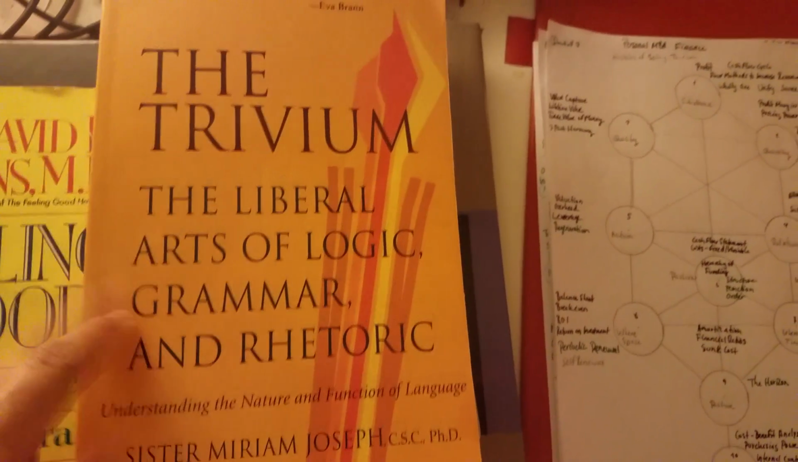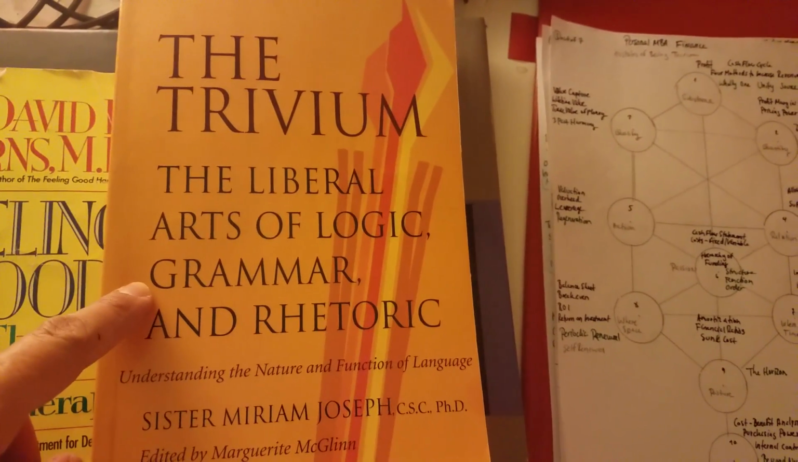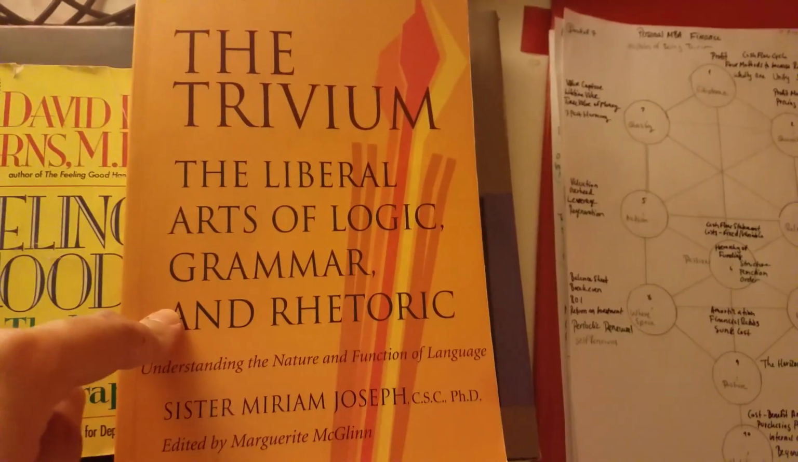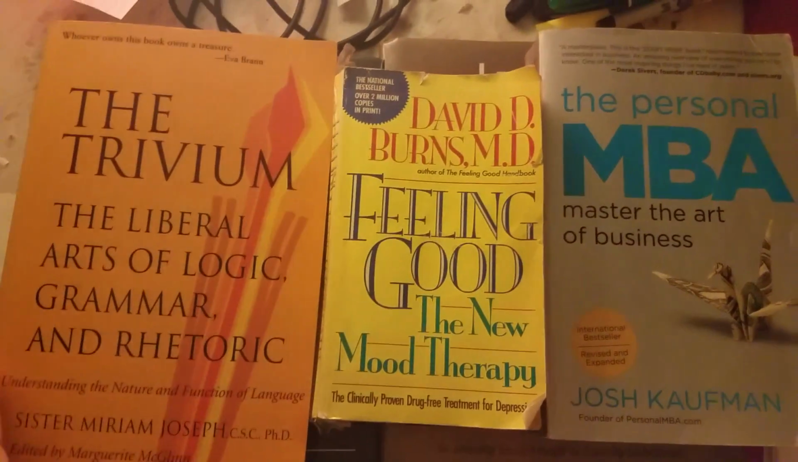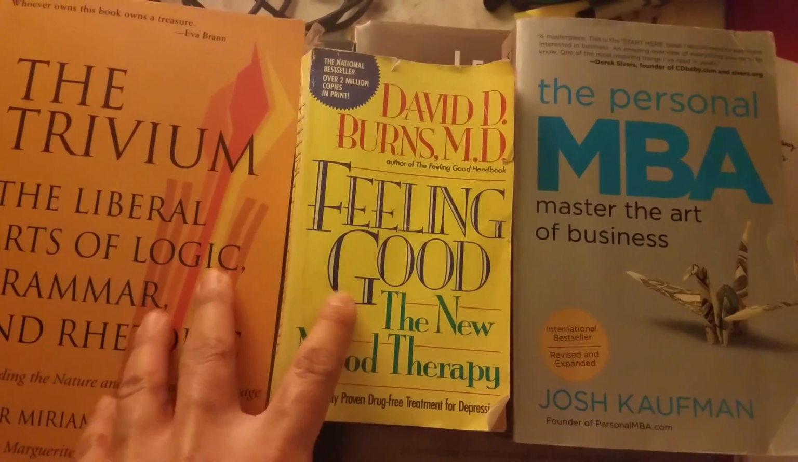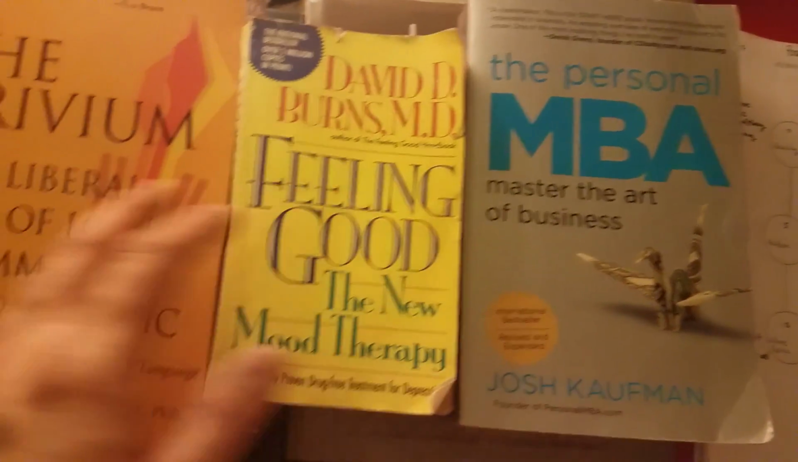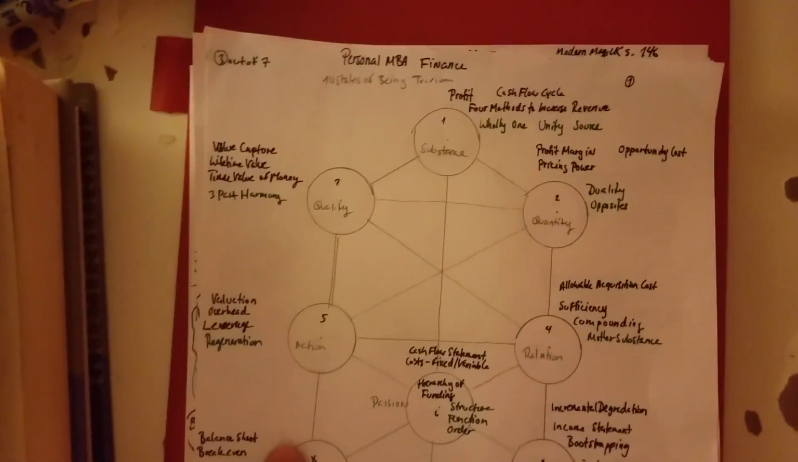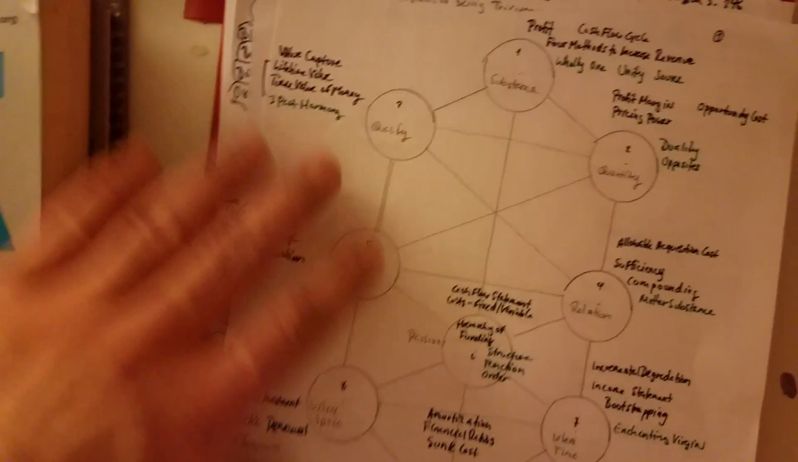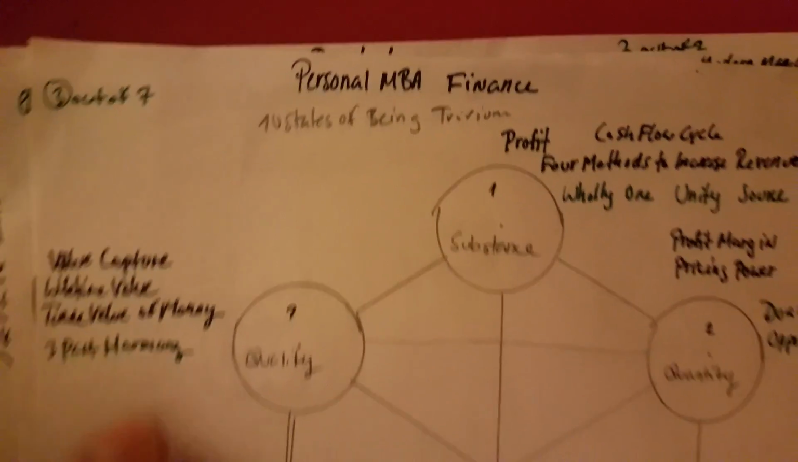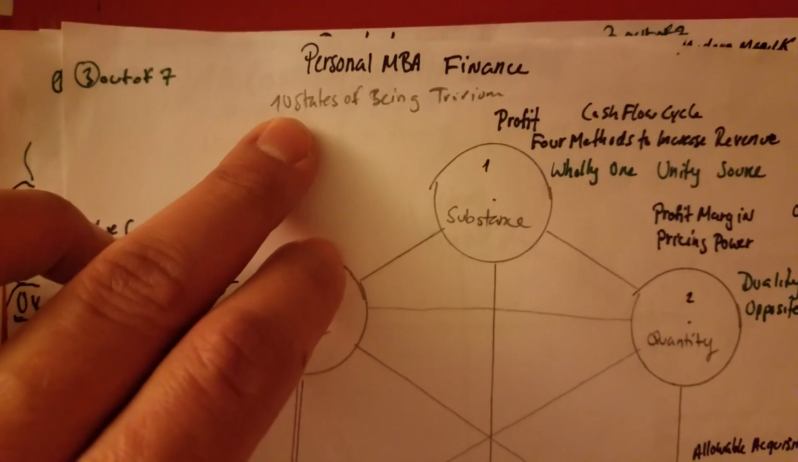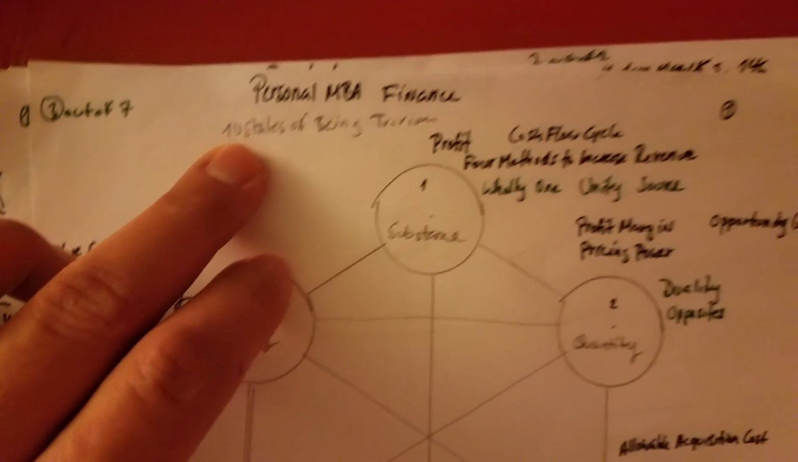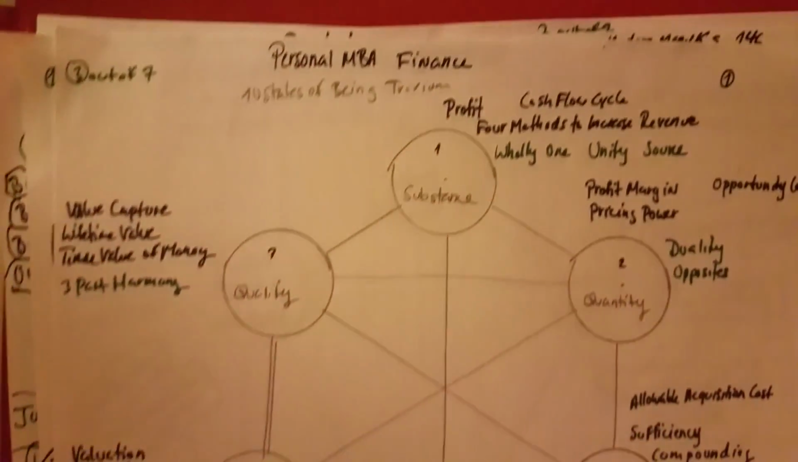All right, I forgot to tell you that I also have the 10 states of being from the Trivium on here too. So what I do is I find correspondences between certain books and certain topics. And today I found quite a bit of correspondences between all of these books here and more. So this is Personal MBA. What I started off with, as you can see, is I correlated the 10 states of being from the Trivium with the section on finance.